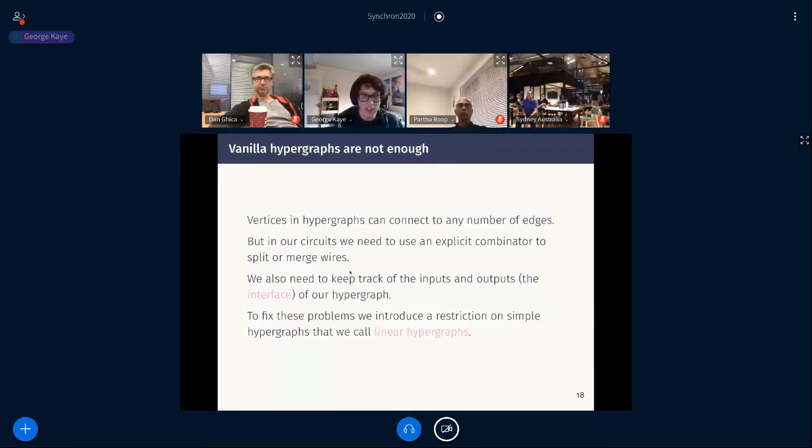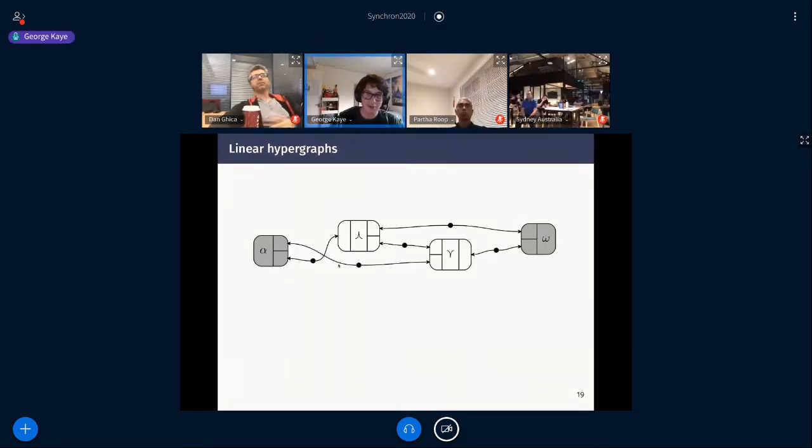So to fix these problems, we're going to use a restriction on our hypergraphs, and we call these linear hypergraphs. Linear hypergraphs look very similar to our normal hypergraphs, except now each vertex can only have a left and a right connection. That's why they're called linear, because there's one this way and one that way. And also, we have these special edges, this input alpha edge and this output omega edge, just to keep track of all our interfaces and what's going in and out.